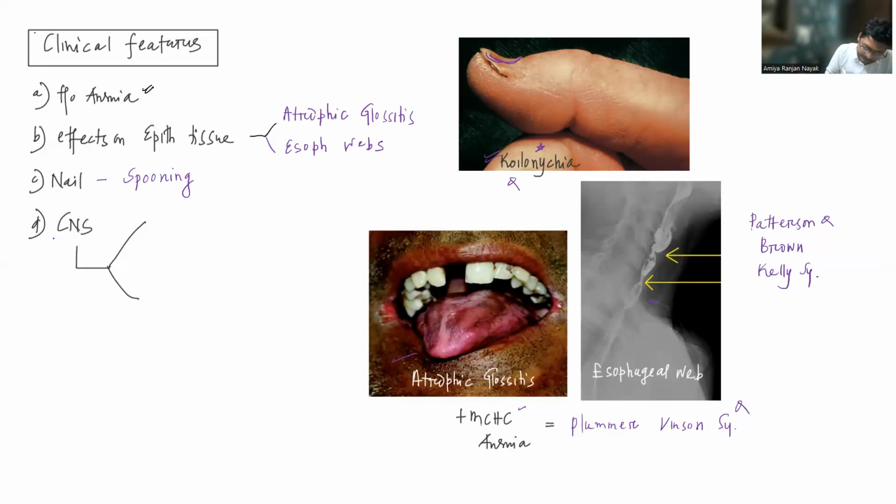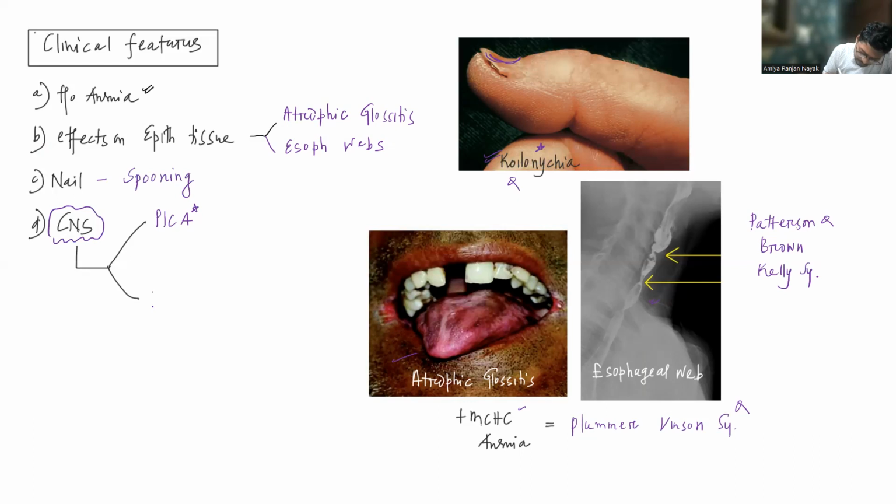And what CNS effects can they develop? There are two important points you have to remember. One is pica. Pica means craving for non-food stuff. These patients will like to eat maybe mud, or maybe chalk particles, or maybe cement. So craving for non-food items is known as pica.